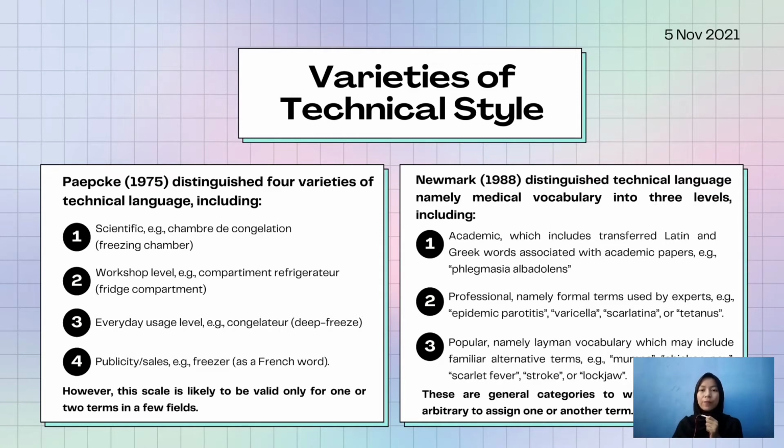For example, epidemic perioditis, varicella, scarlatina, or tetanus. Third, popular, namely layman vocabulary, which may include familiar alternative terms. For example, mumps, chickenpox, scarlet fever, stroke, or lockjaw. These are general categories to which it's often arbitrary to assign one or another term.